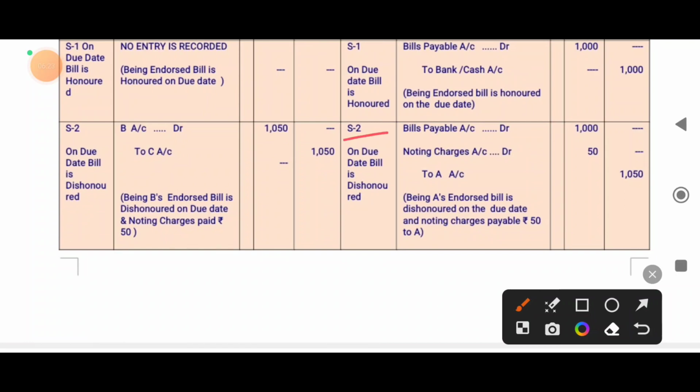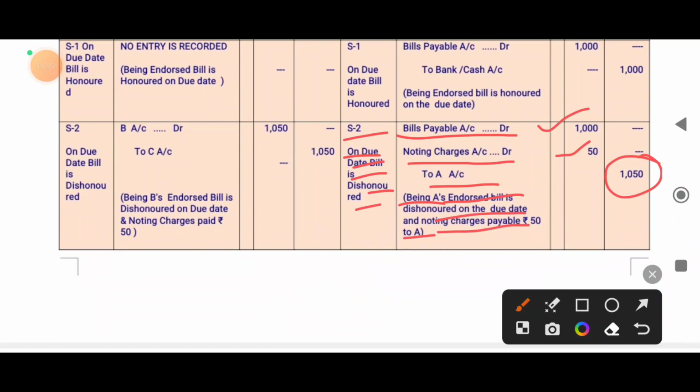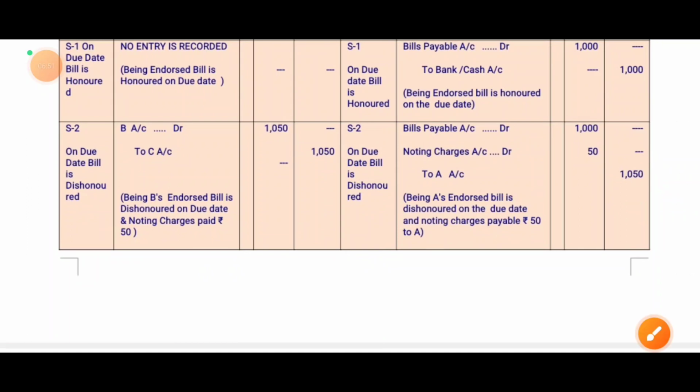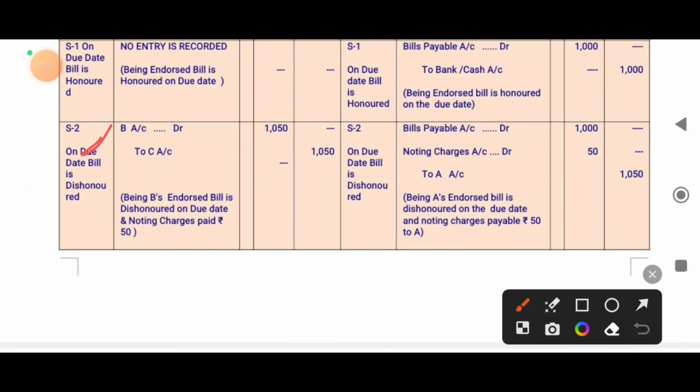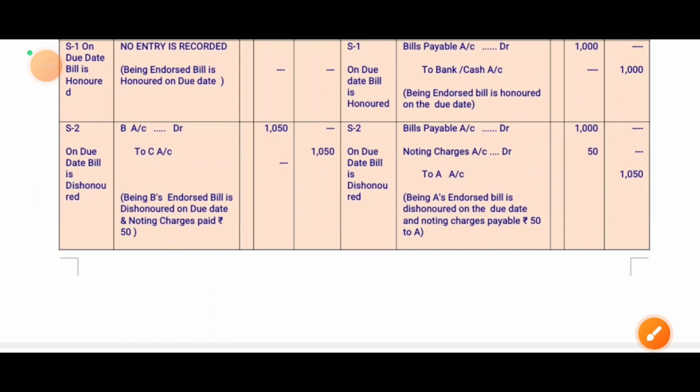Then in this situation, in the books of B, what will be the general entry? On the due date, bill is dishonored. So bills payable account will be debited, noting charges account will be debited to A account because he has to again pay it to A. A's endorsed bill is dishonored on the due date, noting charges payable ₹50 to A. This is the important general entry in case of dishonor.